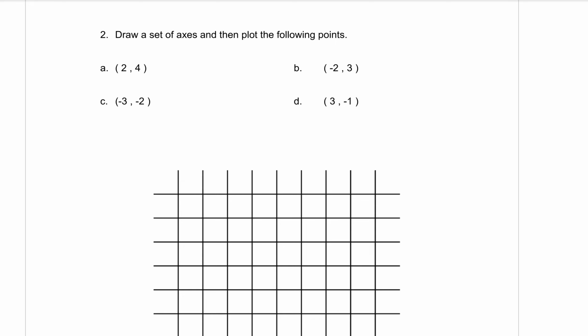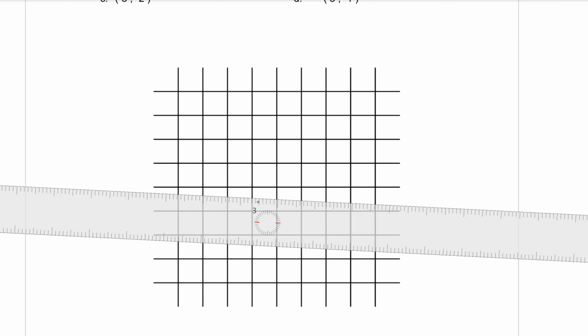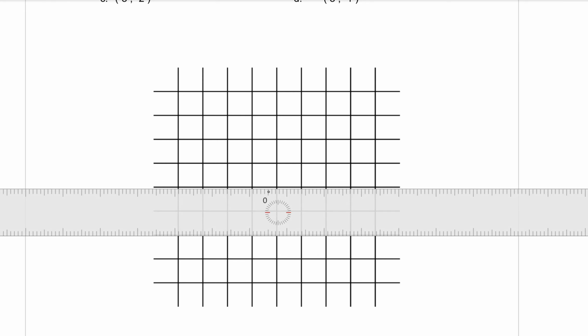I'm giving you the points and you've got to plot them. Now, there is an extra catch here, is that I haven't given you a grid to start with, so we have to draw that. So, your ruler, which you will all have, with your ruler, as best you can, try and find the center.